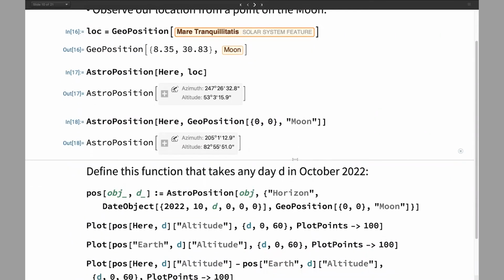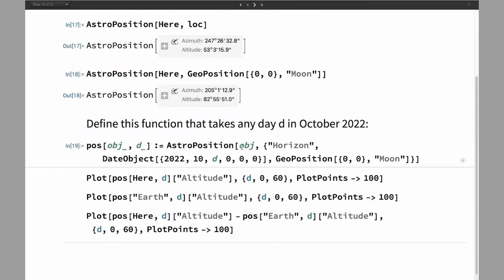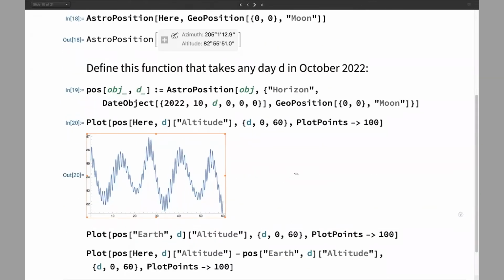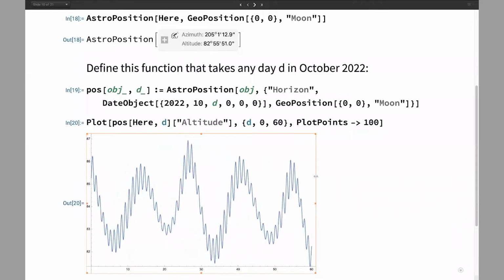But it's not always in the same place. So let's compute the position of some object from this place on the moon for any date. And here I have the D controlling the day, right? So if we plot this, and I'm cranking up the precision here, we get this plot over 2 months. So what is happening here? So again, we are observing Champagne from the moon. So what we see here, and notice that the angle is 82 to 87. So this is the altitude.